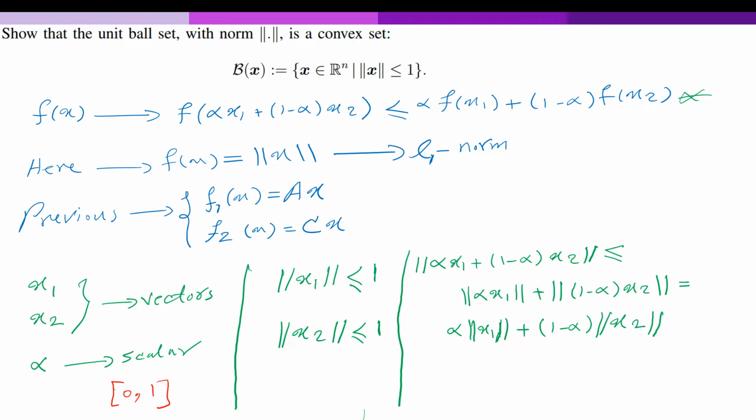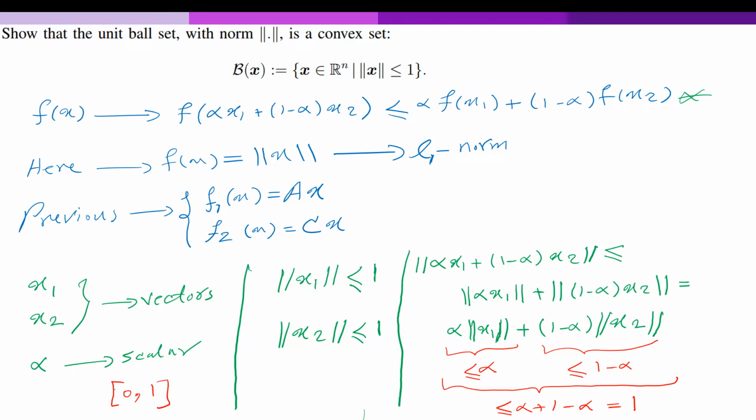So we can conclude that this term is less than or equal to alpha, and this term is less than or equal to 1 minus alpha, and the whole term is less than or equal to alpha plus 1 minus alpha, which is 1. So the whole term is less than or equal to 1.